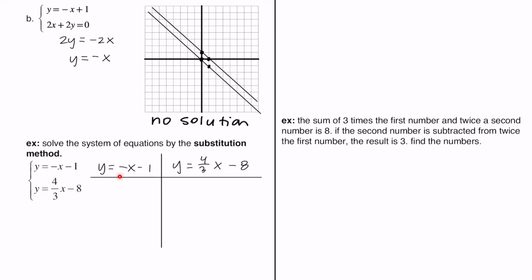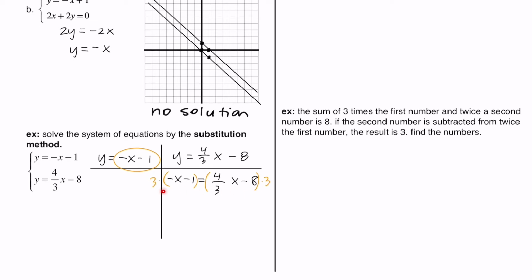So like I said, this equation is already in the form of y equals, and so what we're going to do is take this equation and substitute it into the other equation. So we're going to substitute this expression in here for y. So now we have an equation with just x, and we're going to solve for x. If you can see, we have a fraction right here. To get rid of the fraction, I'm going to multiply both sides of the equation by 3.